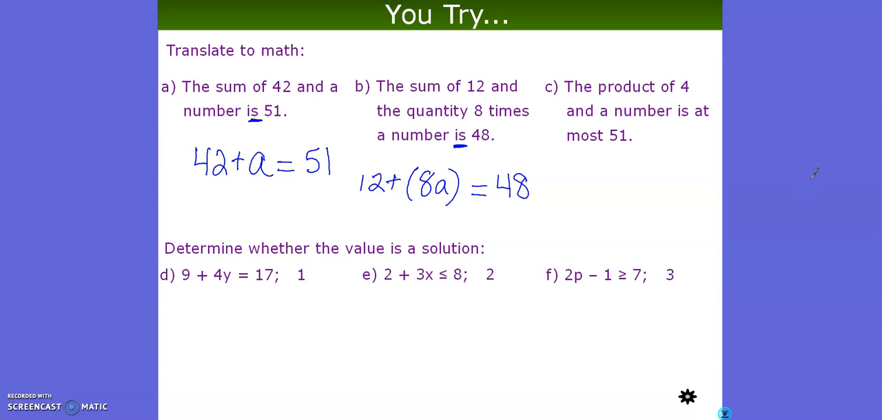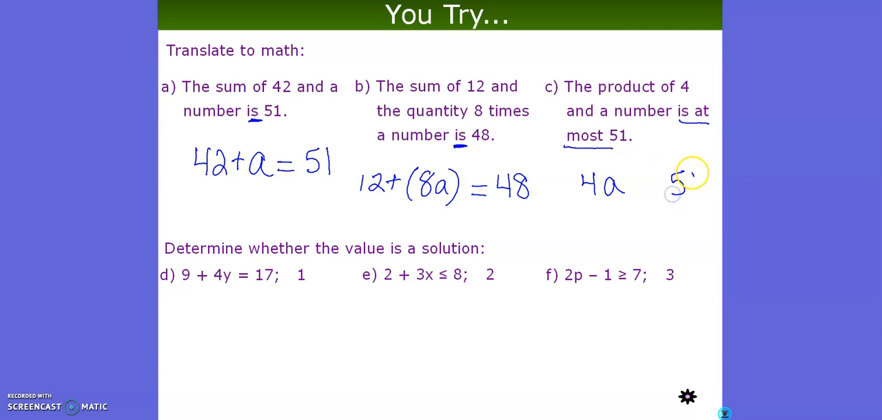Okay, let's take a look at letter C. It says the product of 4 and a number is at most 51. So "is at most" is going to be one of those inequality symbols. So let's start with the product of 4 and a number. So I'm going to say 4a. And then it says is at most 51.